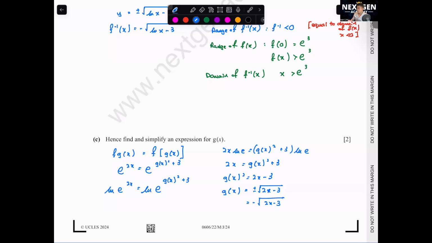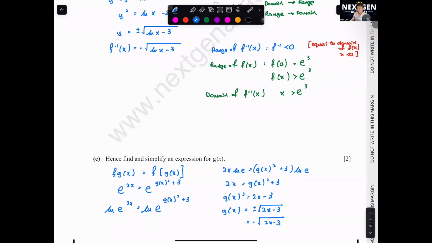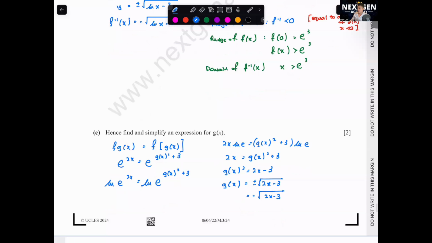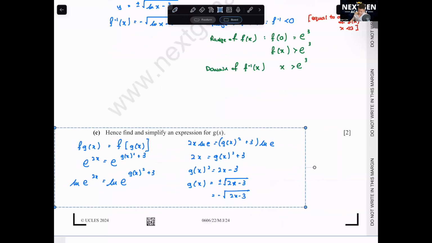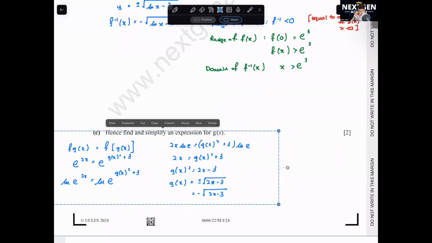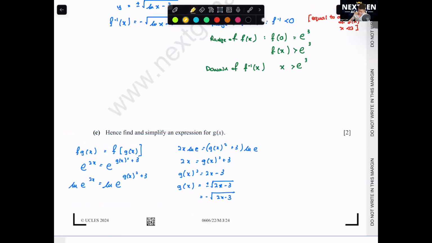Is there a shorter way to do this? Anyone use a different way? You can just inverse. You can inverse your f inverse x. I think this one is much shorter, because I observe some of my students just do the previous method. You can do it like this.